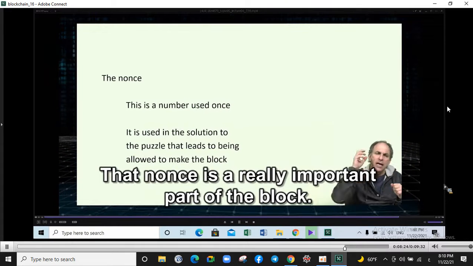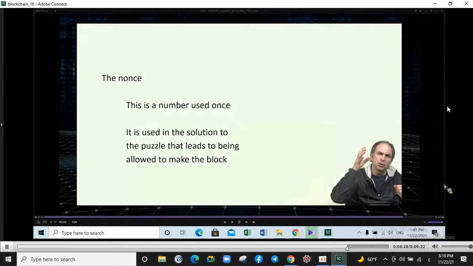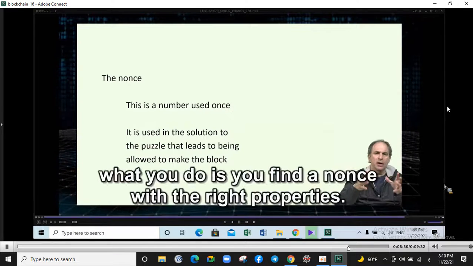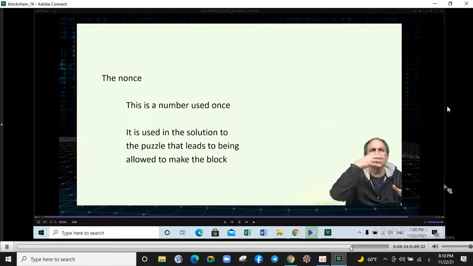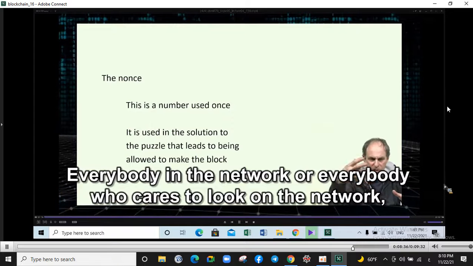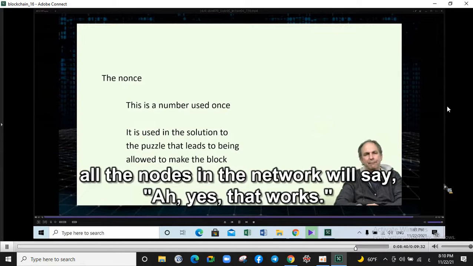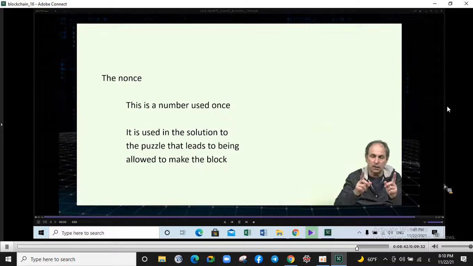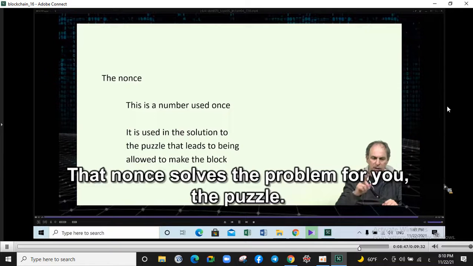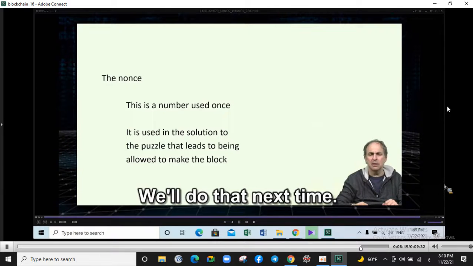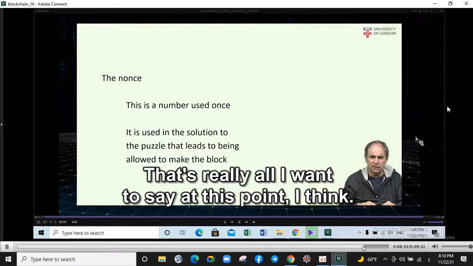When you want to make a block, what you do is you find a nonce with the right properties, and everybody on the network, or everybody who cares to look, all the nodes in the network will say, yep, that works. Okay, and that nonce solves the puzzle for you, and we'll do that next time. And that's really all I want to say at this point, I think. Told you it was a short lecture.